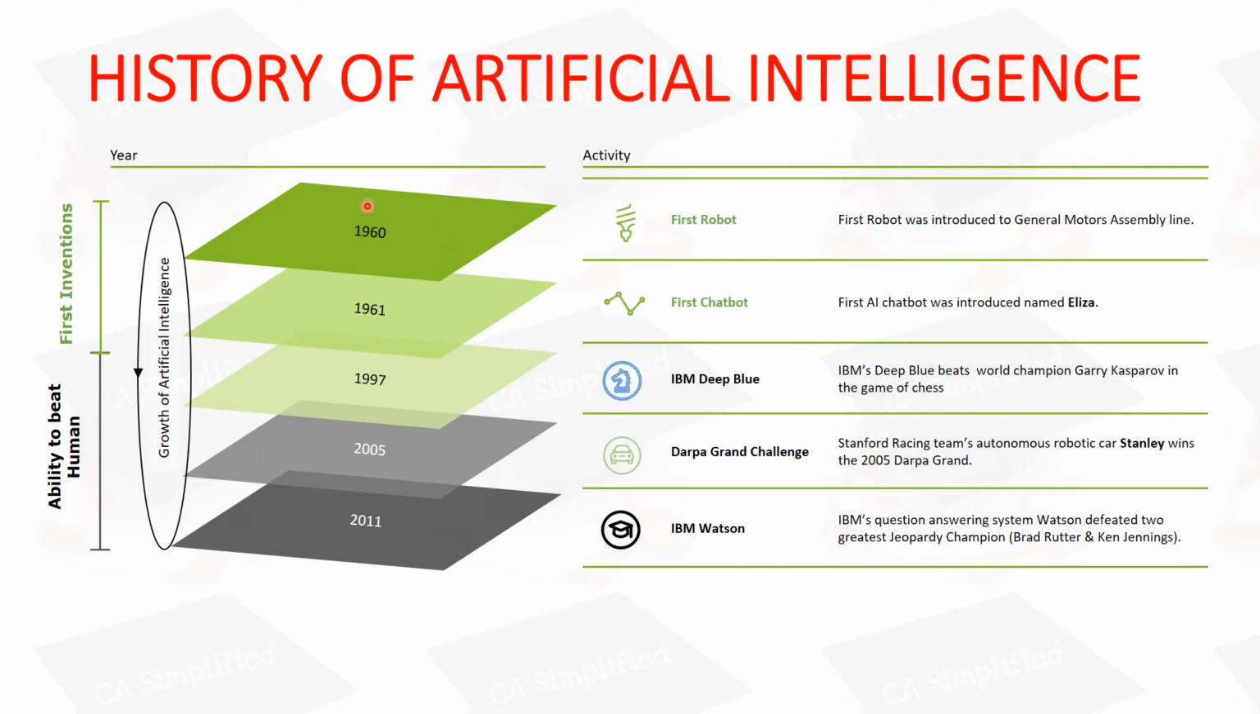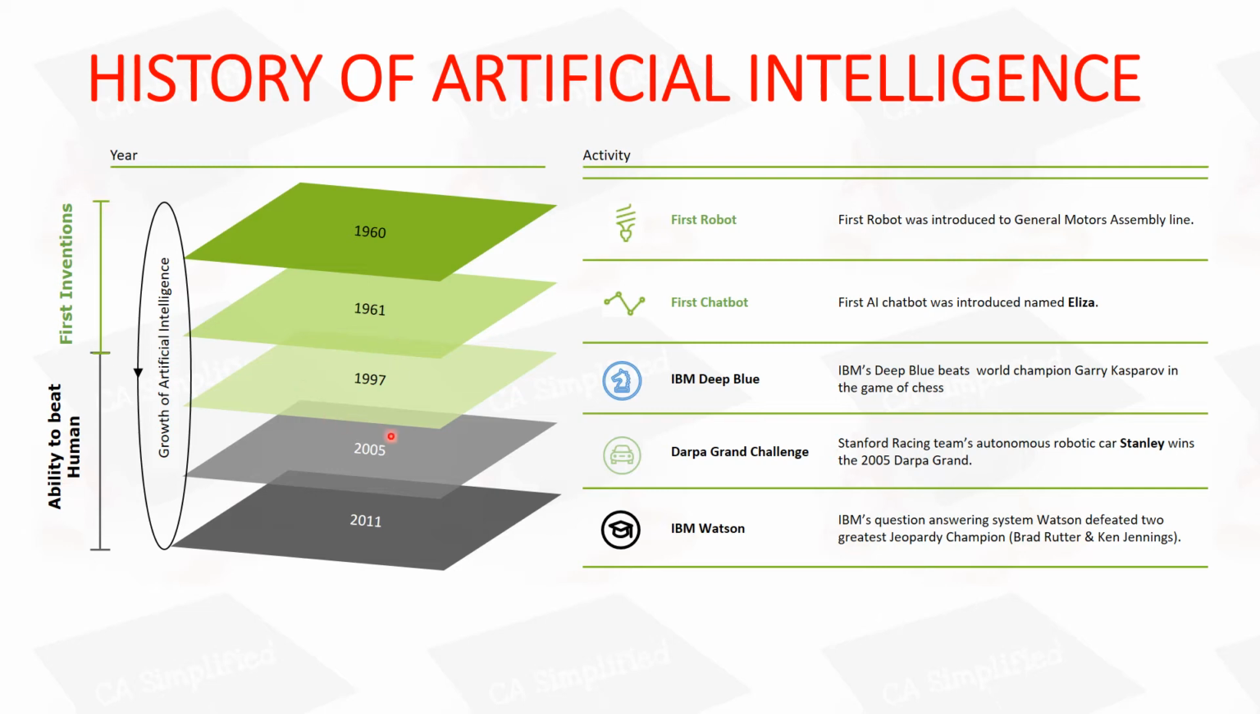In 1960, we witnessed the first artificial intelligence robot introduced on the General Motors assembly line, followed by the first AI chatbot in 1961. At present, there are many chatbots used by different organizations to record grievances and guide customers.